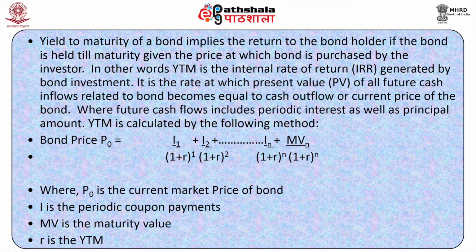Bond price P0 is equal to I1 divided by 1 plus R raised to power 1, plus I2 divided by 1 plus R raised to power 2, and so on up to IN divided by 1 plus R raised to power n, plus maturity value divided by 1 plus R raised to power n, where P0 is the current market price of the bond, I is the periodic coupon payment, MV is the maturity value, R is the YTM.